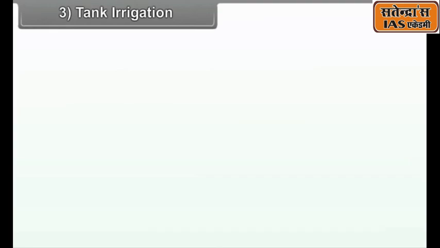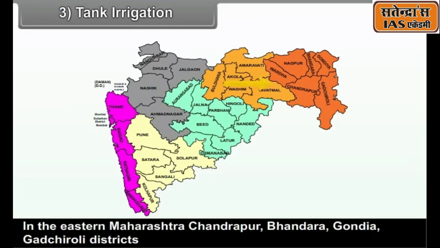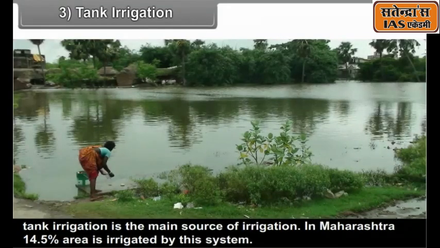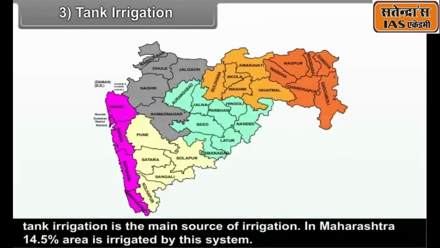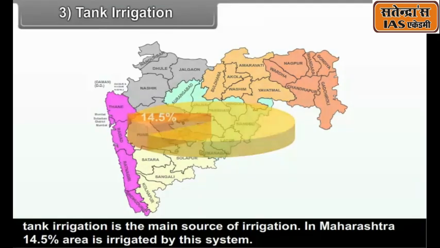Number 3. Tank irrigation. In eastern Maharashtra, in Chandrapur, Bhandara, Gondia, Gadchiroli districts, tank irrigation is the main source of irrigation. In Maharashtra, 14.5% area is irrigated by this system.